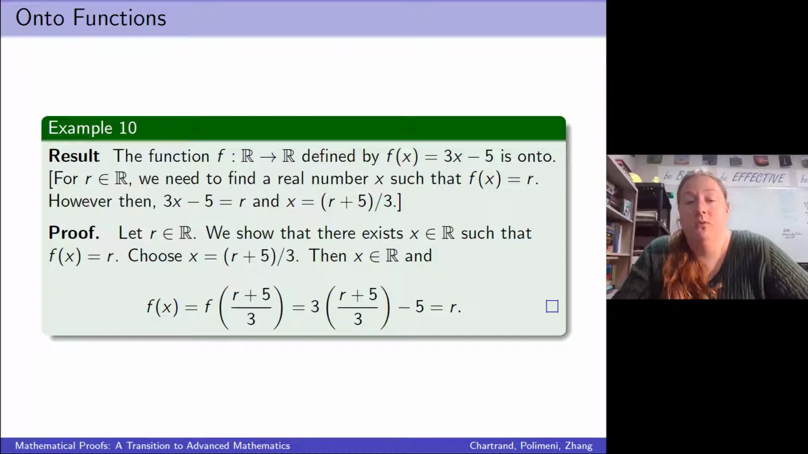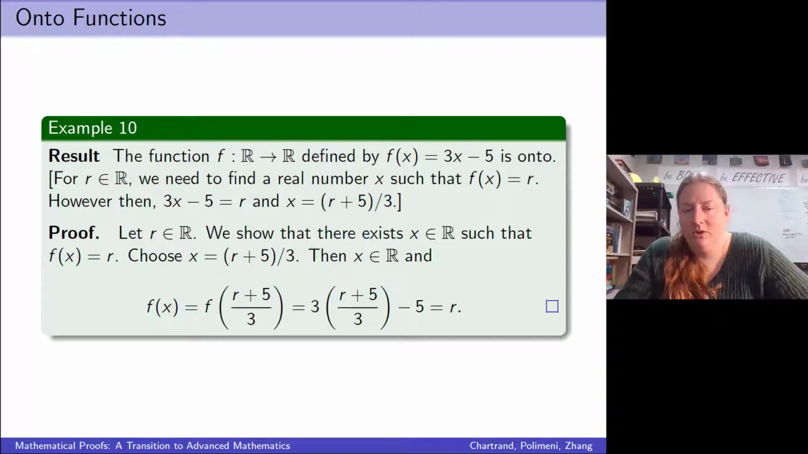Here's an example where we want to prove that something is onto. So we have a function f mapping the real numbers to the real numbers defined by f of x equals 3x minus 5. Now we want to show that f is onto. So to do that, for all real numbers, we need a real number such that f of x equals that real number.